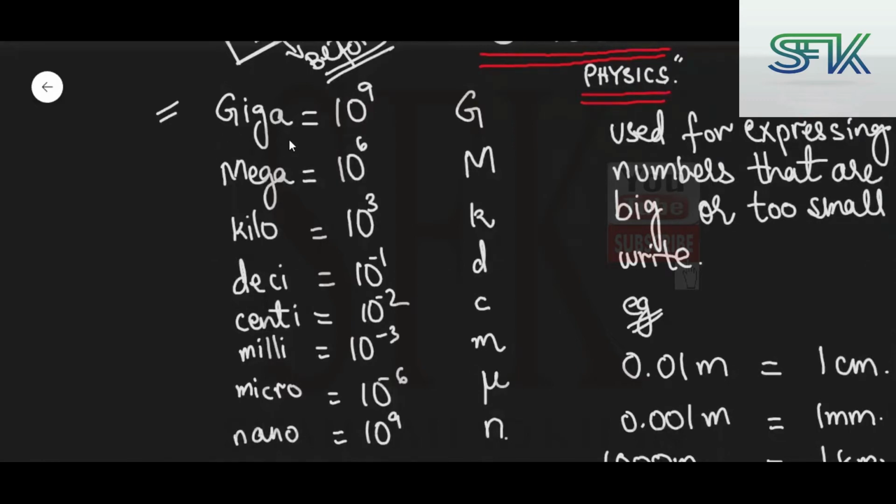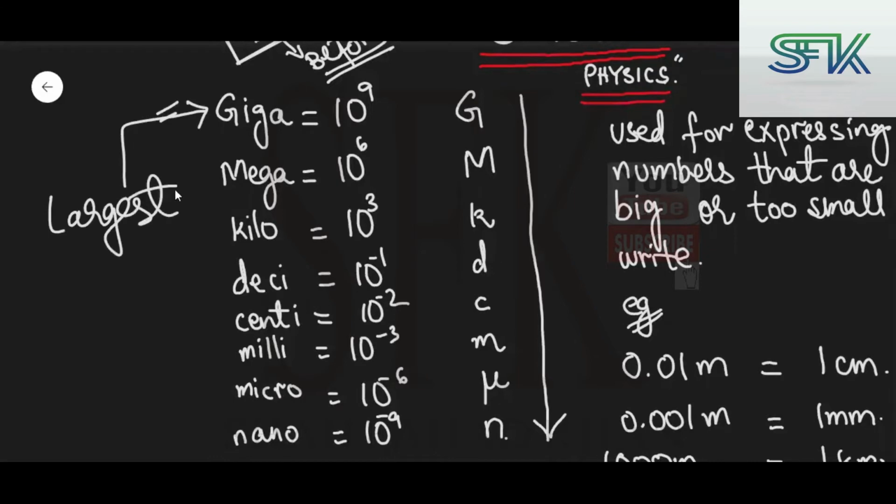Every prefix has a meaning. Giga means 10 raised to the power of 9. Mega, 10 raised to the power 6. Kilo is 10 raised to the power 3. Deci is 10 raised to the power minus 1. Centi is 10 raised to the power of minus 2. Milli is 10 raised to the power of minus 3. Micro is minus 6. And nano is minus 9. Sorry about that, it's minus 9. I've written them down from biggest to smallest. So the giga has the largest value, whereas the nano has the smallest value.